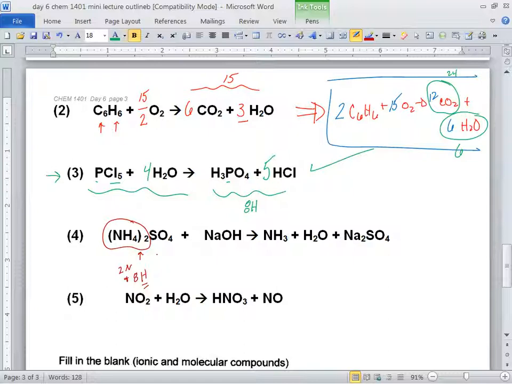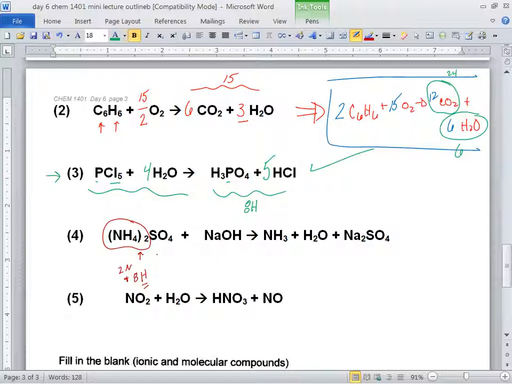Anybody get number 4? Yeah? How'd you do it? You put a 2 in front of the NaOH. So I've got 2 sodiums. Let's check something ugly like the H's or the O's. Here you've got 4 O's and 2 is 6 O's total. Yeah, 6 O's. I bet you this is right.